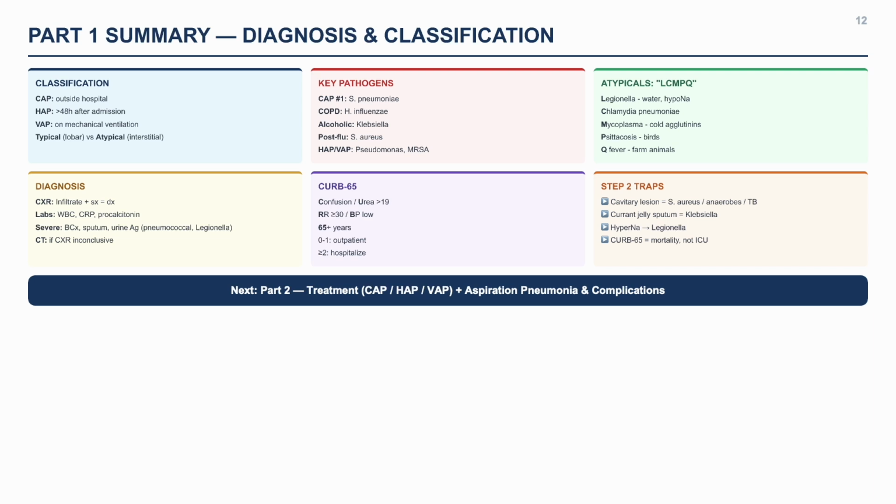Finally, the classic Step 2 traps. Cavitary lesions mean Staph aureus, anaerobes, or TB. Currant jelly sputum is Klebsiella. Hyponatremia with GI symptoms is Legionella. And CURB-65 predicts mortality, not ICU need.